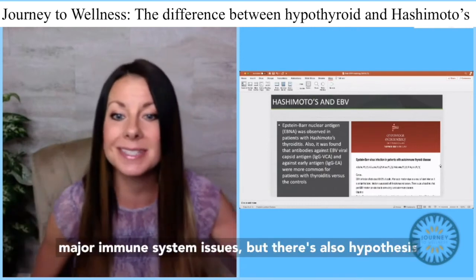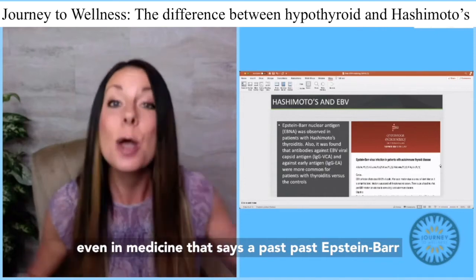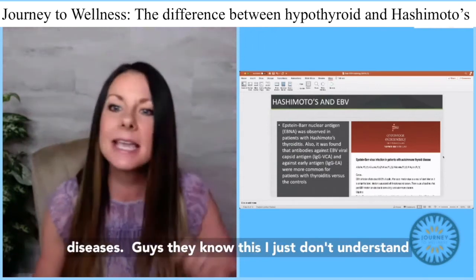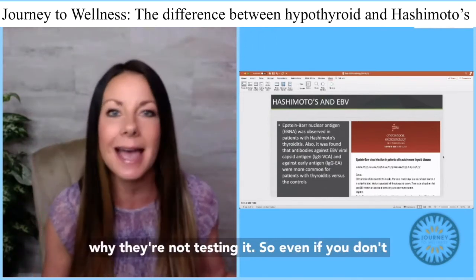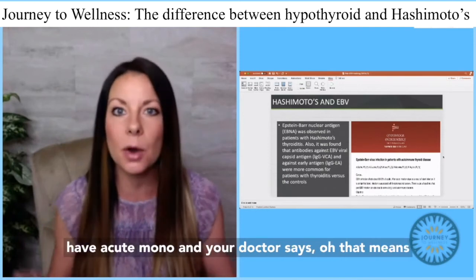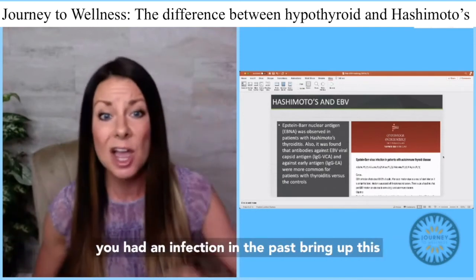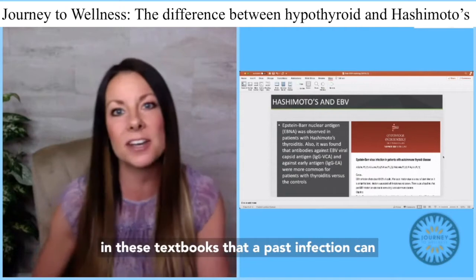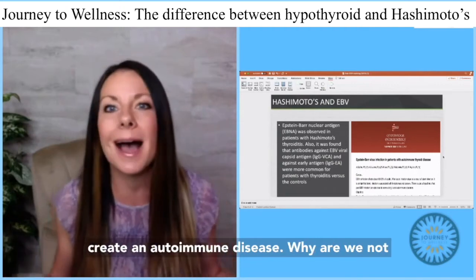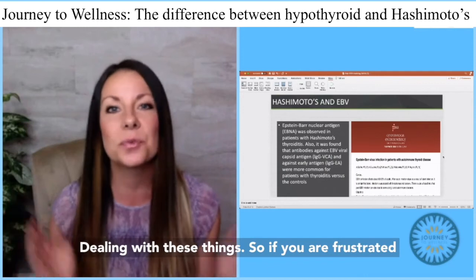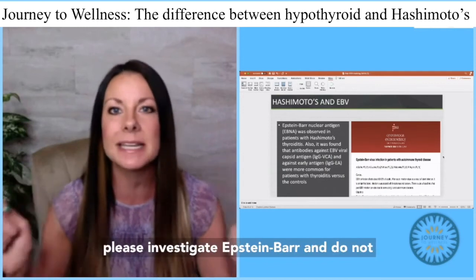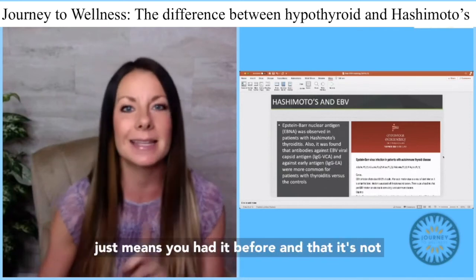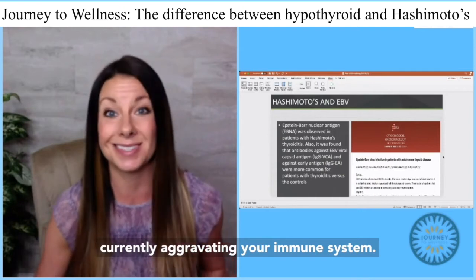But there's also a hypothesis, even in medicine, that says a past Epstein-Barr infection can also lead to allergic and autoimmune diseases. Guys, they know this. I just don't understand why they're not testing it. So even if you don't have acute mono and your doctor says, oh, that means you've had an infection in the past, bring up this study and say, yeah, and you guys are telling us in these textbooks that a past infection can create an autoimmune disease. Why are we not dealing with these things? So if you are frustrated with the Hashimoto's diagnosis, please, please, please investigate Epstein-Barr, and do not let a doctor tell you that a past infection just means you had it before and that it's not currently aggravating your immune system.